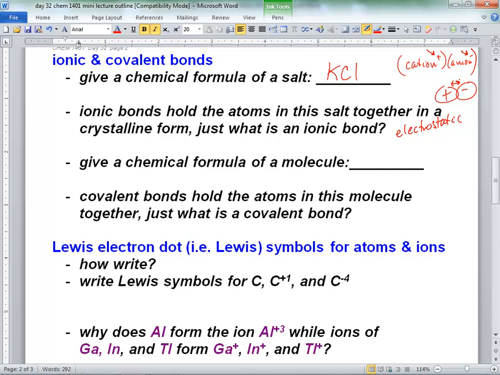How about a molecule? When you give me a name of a molecule or any chemical formula of any molecule, just don't give me a what, and you'll be okay. Don't give me a metal. Otherwise, it's going to automatically be an ionic compound. So pretty much any nonmetals, throw them together. There really is no wrong answer.